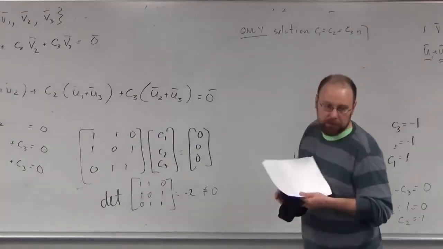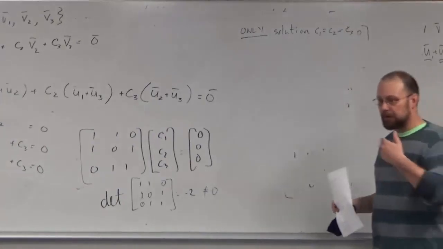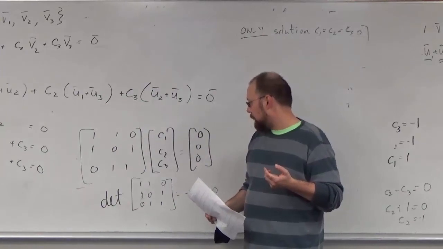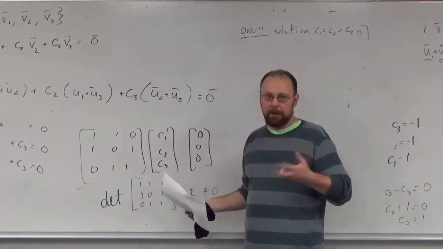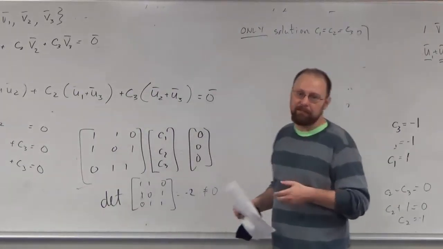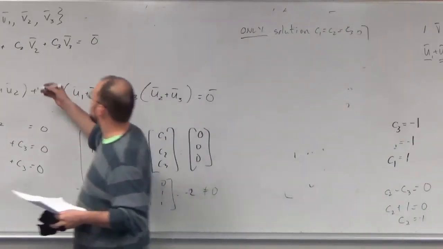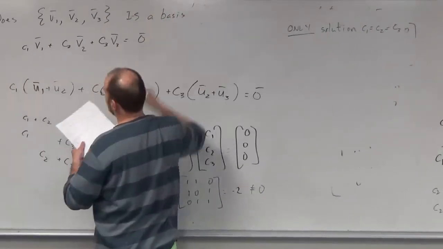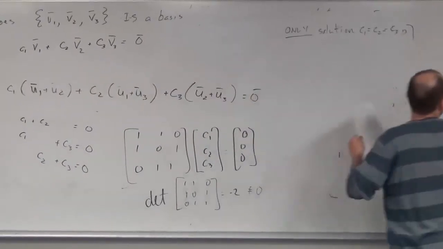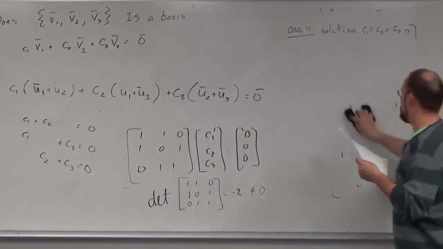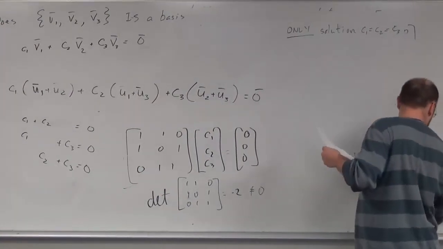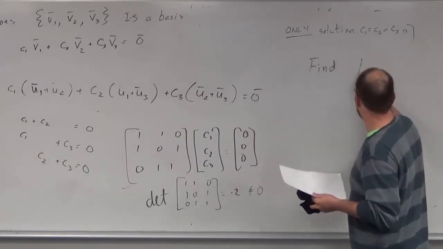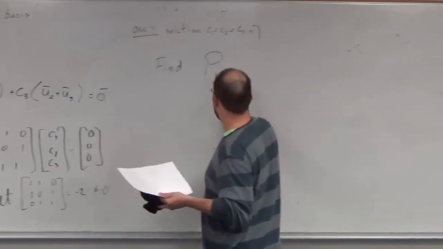And we can cite a theorem in your book that says that if you have 3 vectors in a 3-dimensional space, where the vectors are linearly independent, they automatically span the space, right? So we have a basis. This is a basis for a 3-dimensional vector space. And now we just need to maybe find the transition matrix from A to B, or B to A. So the next problem might be to find the transition matrix from A to B.